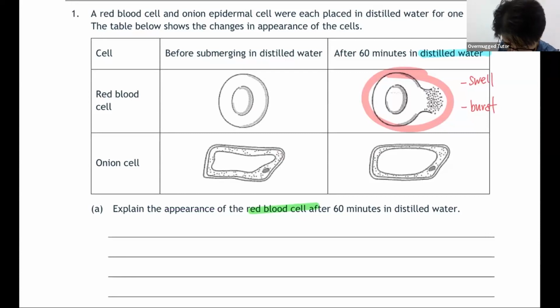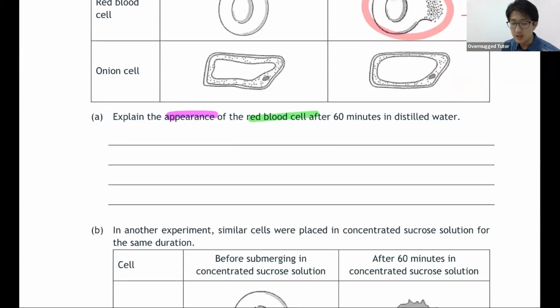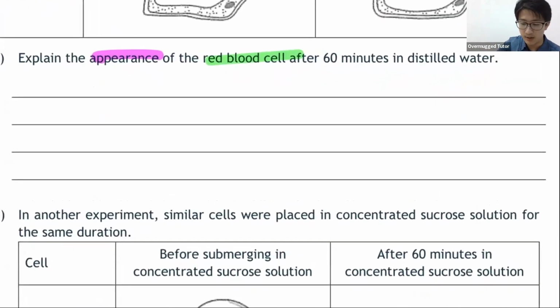answering the question. The question is not asking you about osmosis. The question is asking you about what happened to the cell. So after you talk about osmosis, you tell me why the cell is like that. Okay? So we'll start off with the osmosis portion first. We will state who has a higher water potential.